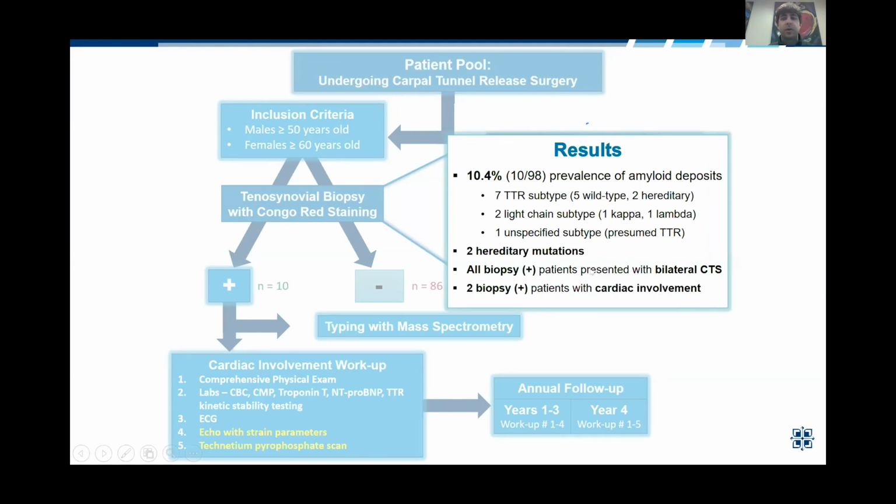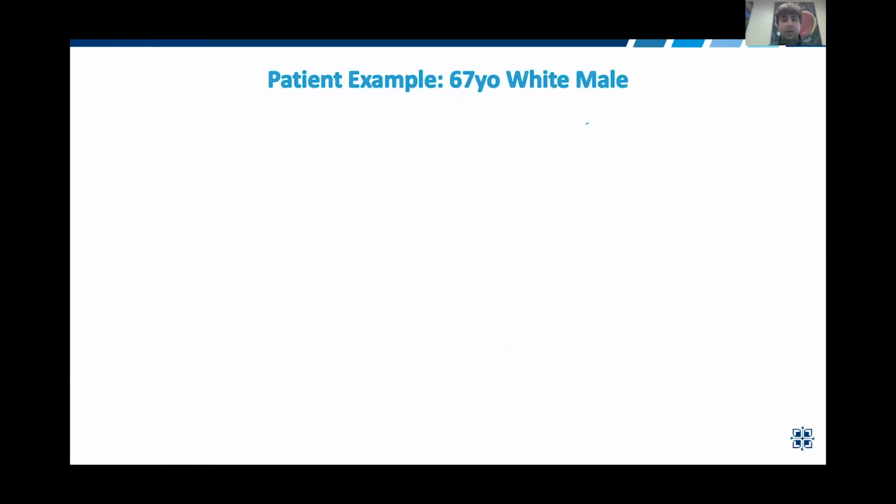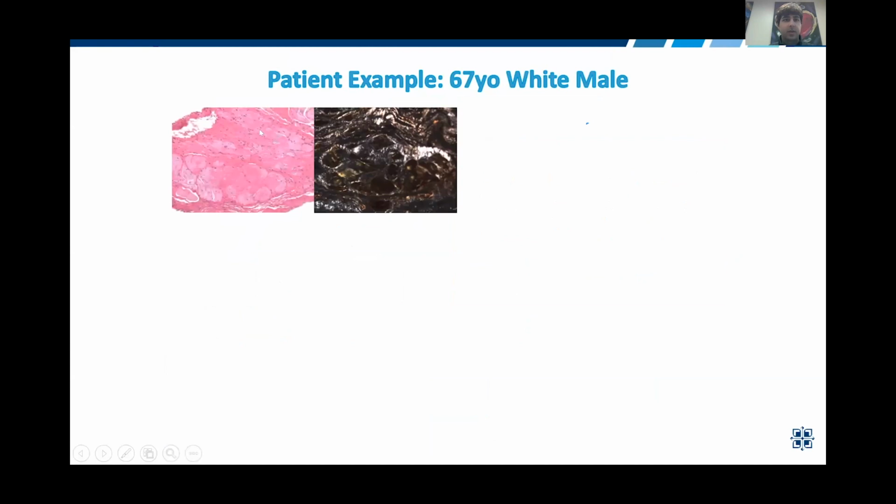So that's important. And then 2 patients of this cohort actually had cardiac involvement at the time of this carpal tunnel surgery. And so if we go to the next slide, here's an example of a patient. This is the H&E stain and then the Congo red stain.